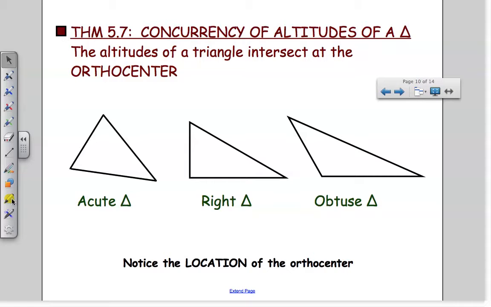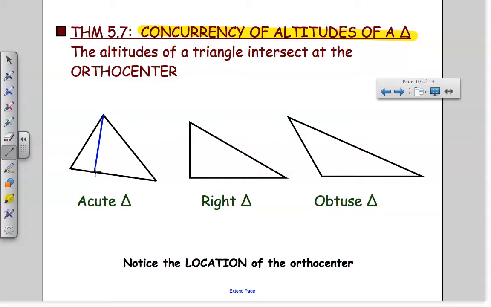Alright, so once again, we have these special segments being concurrent. Concurrency of altitudes of a triangle: they intersect at the orthocenter. And I have noticed the location of the orthocenter in the Geometry Sketchpad you guys just saw. That orthocenter can be located in the triangle, on the triangle, or outside.